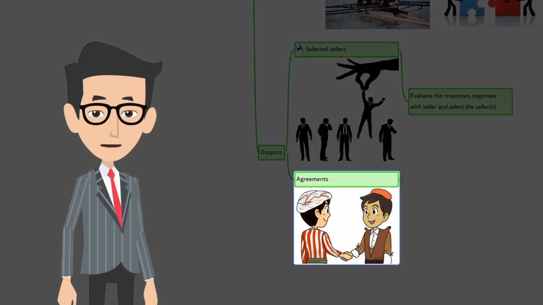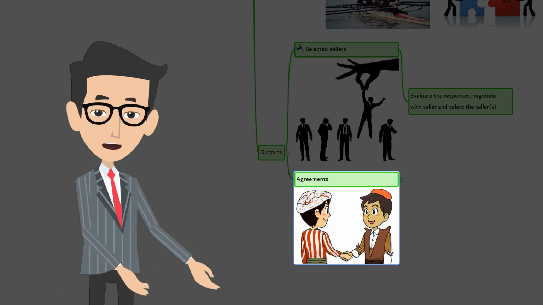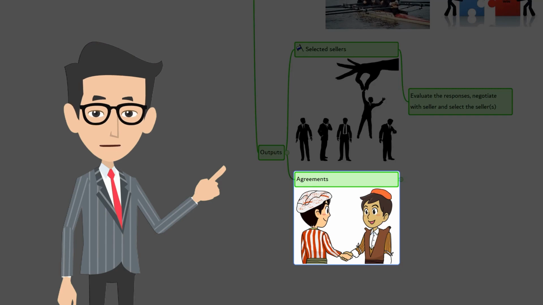Now, the next thing is agreements. A contract is a mutually binding document that obligates the seller to provide the specified product, service, or result. It obligates the buyer to compensate the seller. An agreement represents the legal relationship that is subject to remedy in the court.